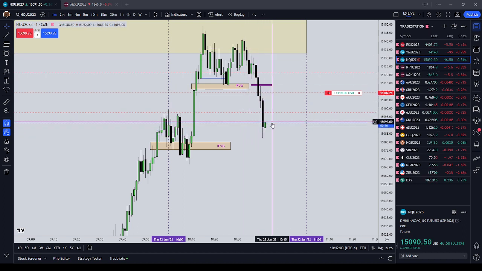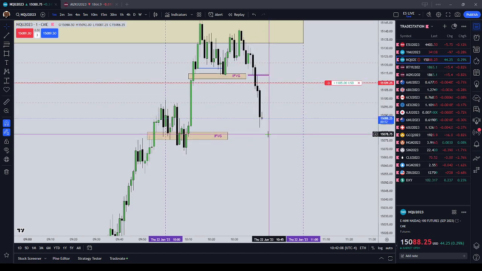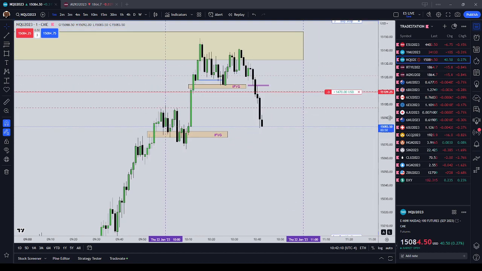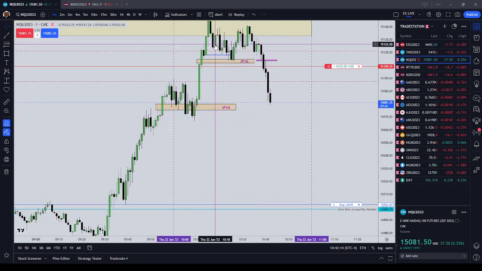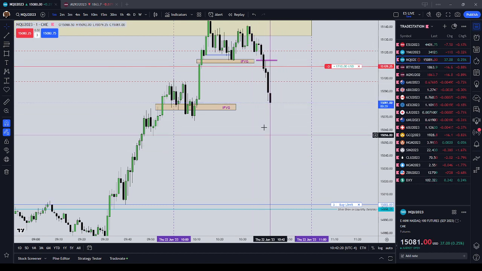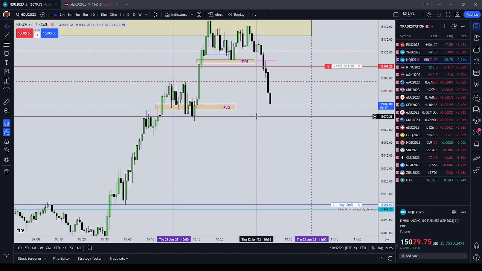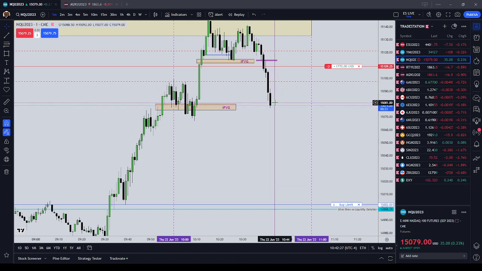Now I believe that the trading algorithms have switched to a sell-side model. So we should see bearish PD arrays be respected. I believe that we've gone from a bullish algorithm to a chaos algorithm and now to a sell-side algorithm. So, let's just watch this idea through.